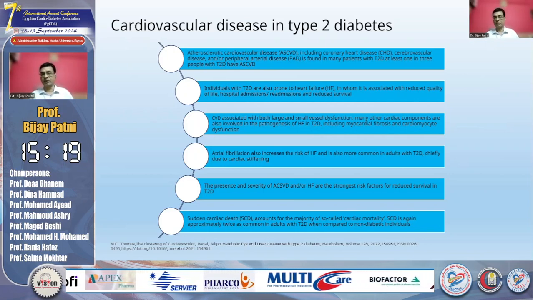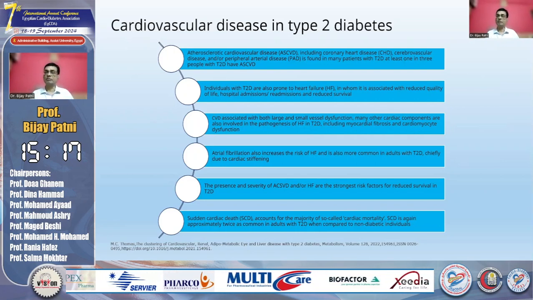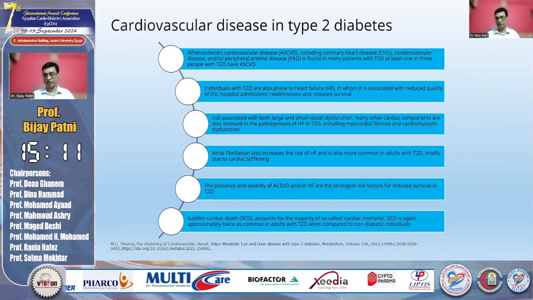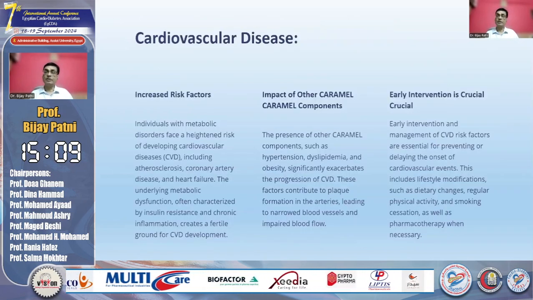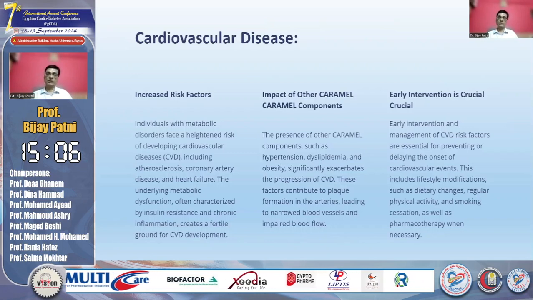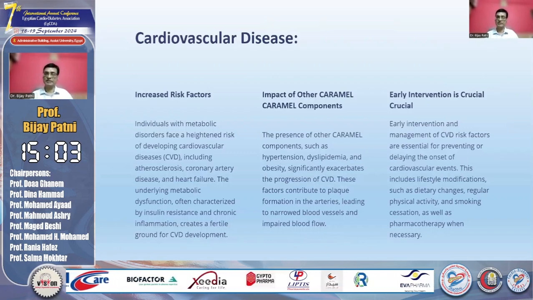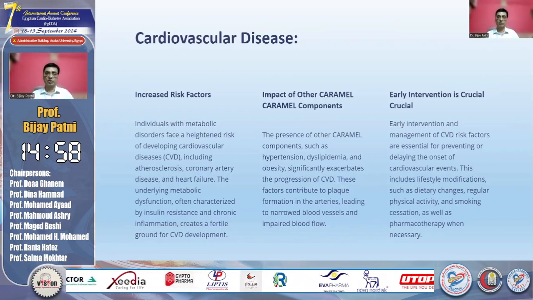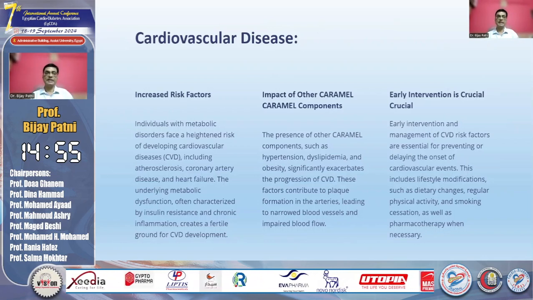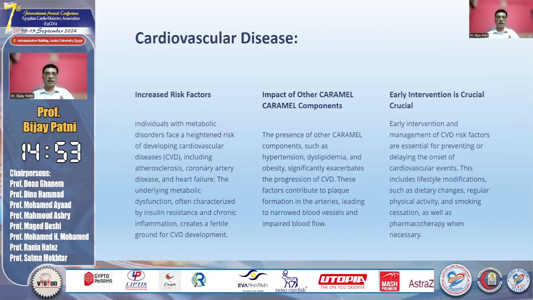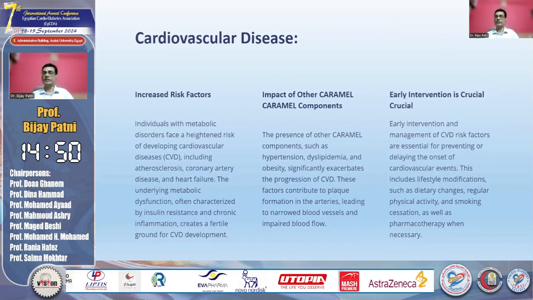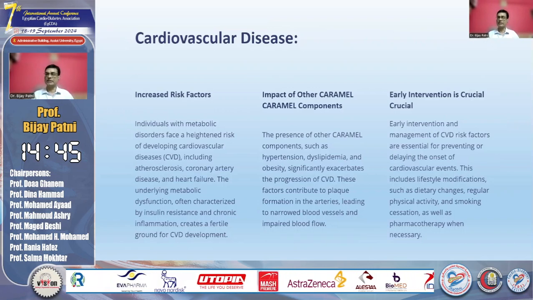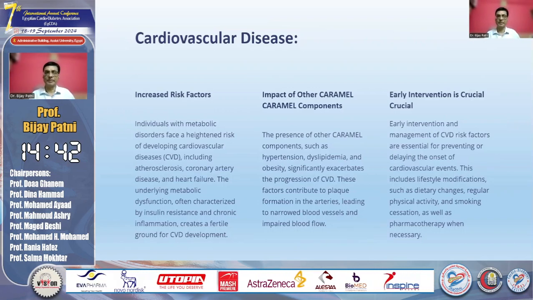Sudden cardiac death is not very uncommon in type 2 diabetic patients, and is almost twice as common in this group of patients vis-a-vis the non-diabetic population. So why does cardiovascular disease occur? Because there are heightened risk factors in patients who have similar kinds of chronic conditions. Individuals with metabolic disorders face a heightened risk of developing cardiovascular disease, and the underlying metabolic dysfunction is often characterized by insulin resistance and chronic inflammation. All together it leads to a fertile ground for CVD development.